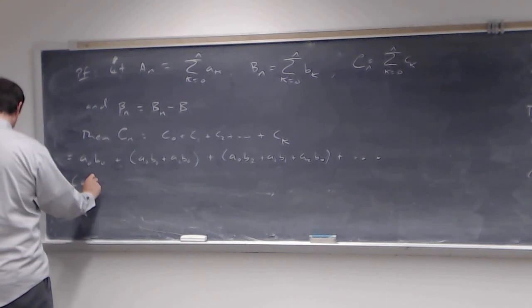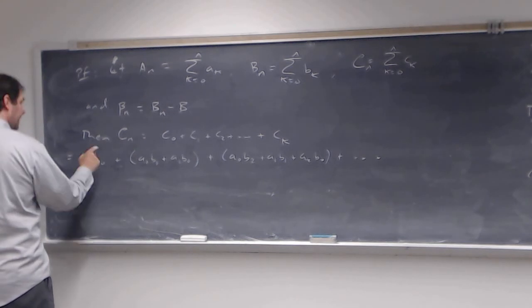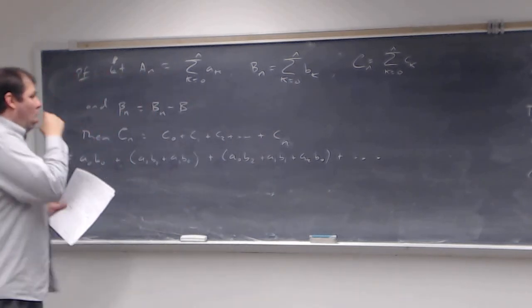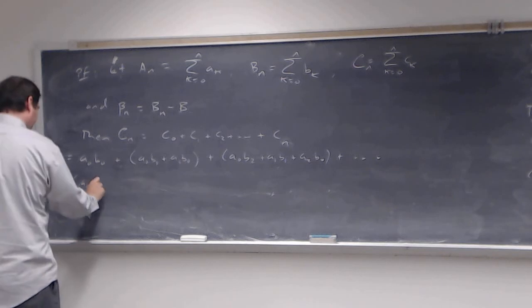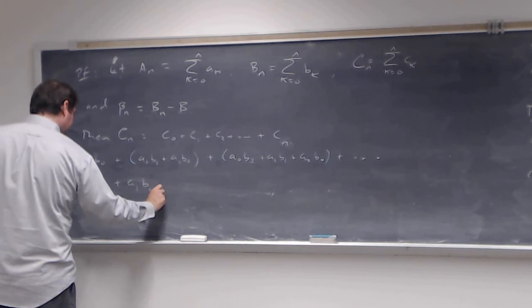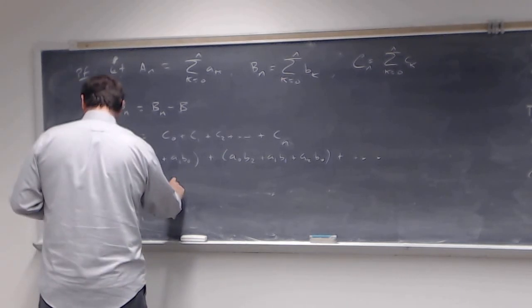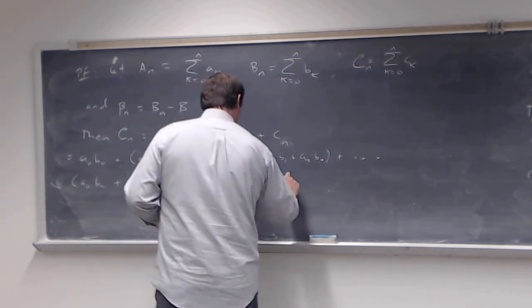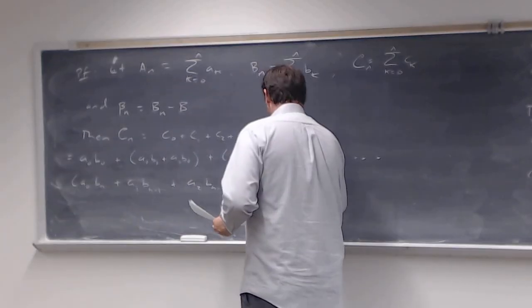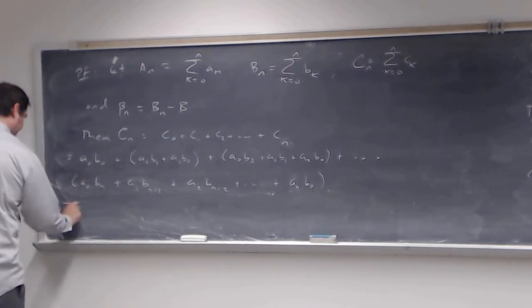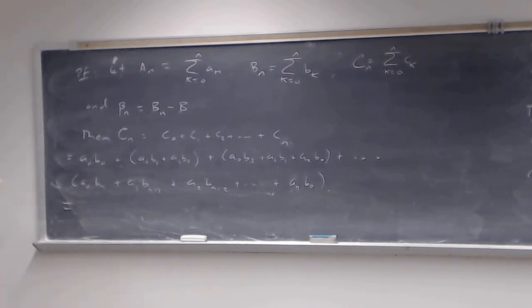And that's going to be a sub 0, no, I guess I'm calling it the nth term. This should have been the nth. I made a mistake there. A sub 0, b sub n, plus a sub 1, b sub n minus 1, plus a sub 2, b sub n minus 2, plus we keep going all the way up to the last one, which will be a sub n, b sub 0. Okay, now that is going to be equal to all those terms added together.